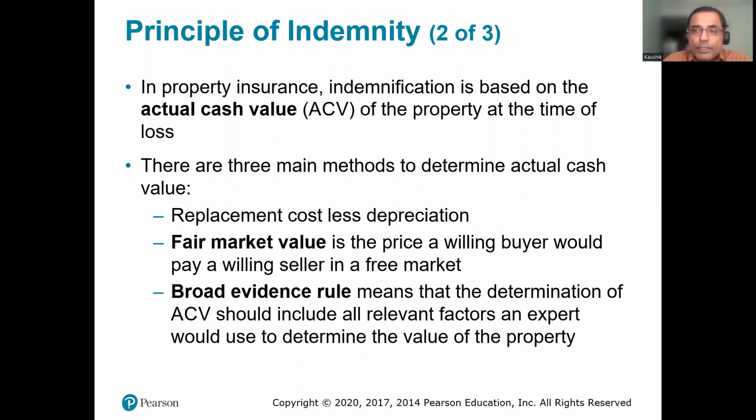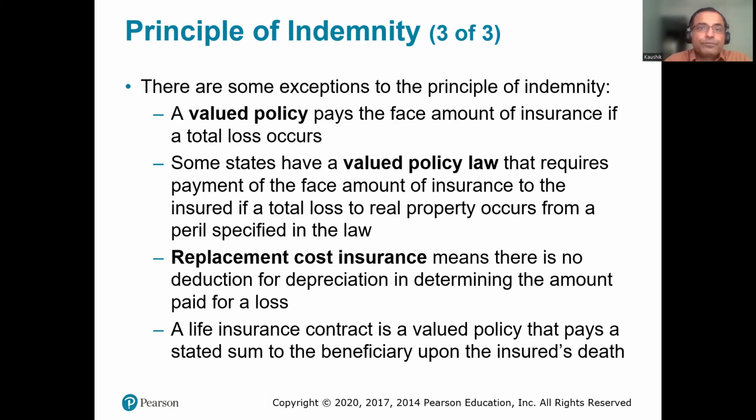Fair market value is the next method. So in this case, it is the price at which somebody will buy that property under free will and not under any duress. The third method is the broad evidence rule. So in this case, the actual cash value is determined by a combination of factors decided by an expert who is employed by the property insurer.